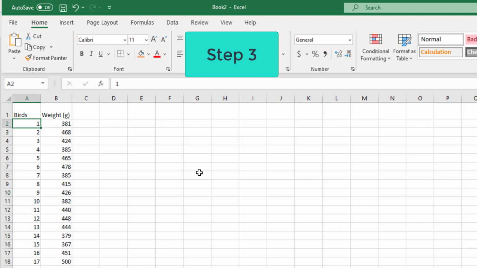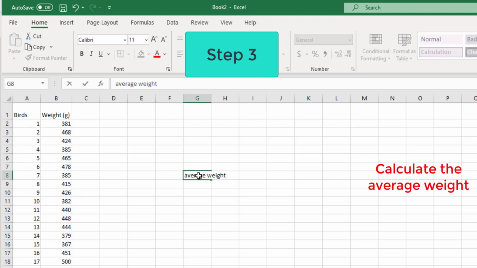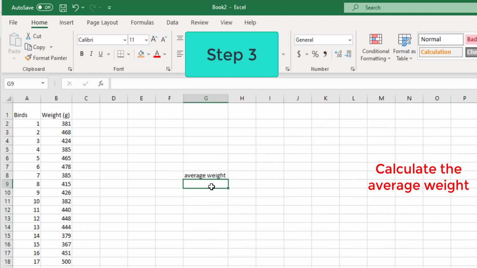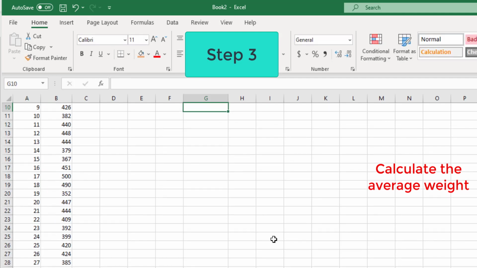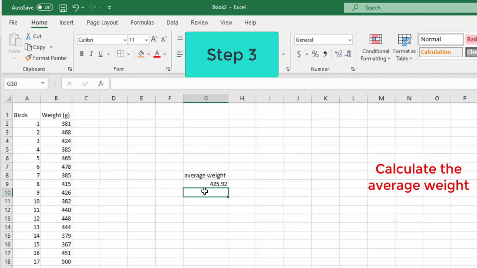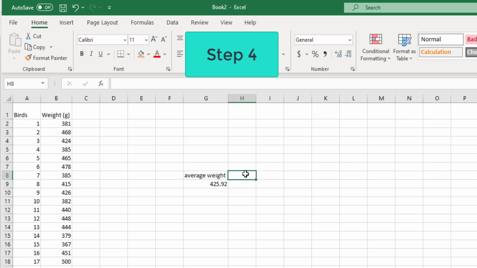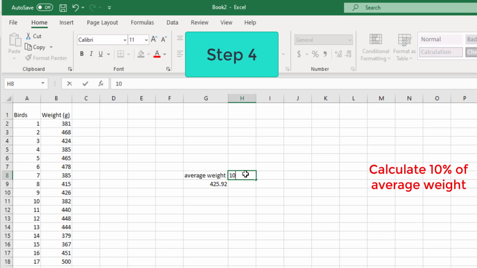Now step 3. In step 3, we will calculate the average weight. For average weight, we will use this formula. So here the average weight of the bird is 425.92 grams. Please note that the ideal weight range is plus minus 10% of average body weight. Step 4. In step 4, we will calculate 10% of average body weight. We will use this formula.